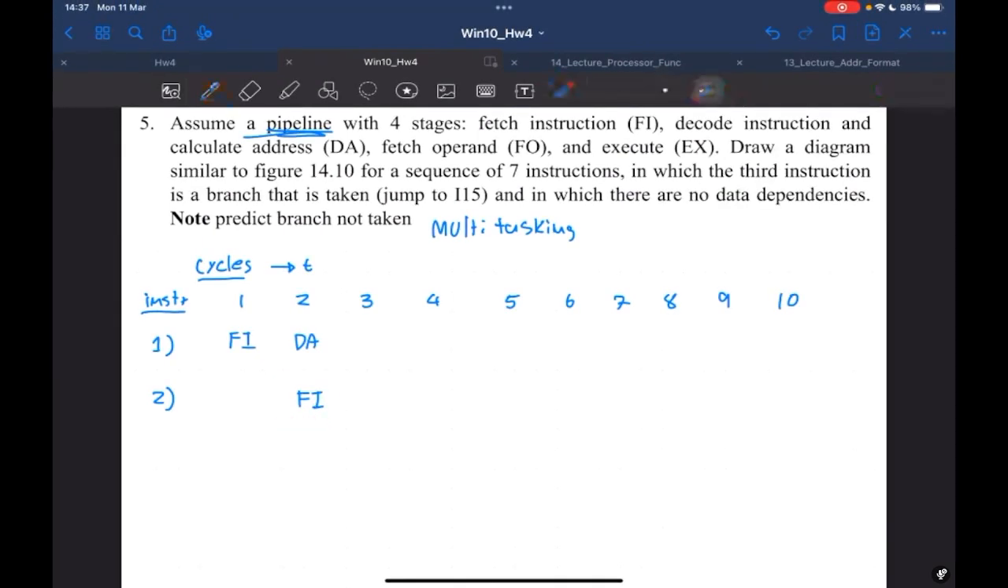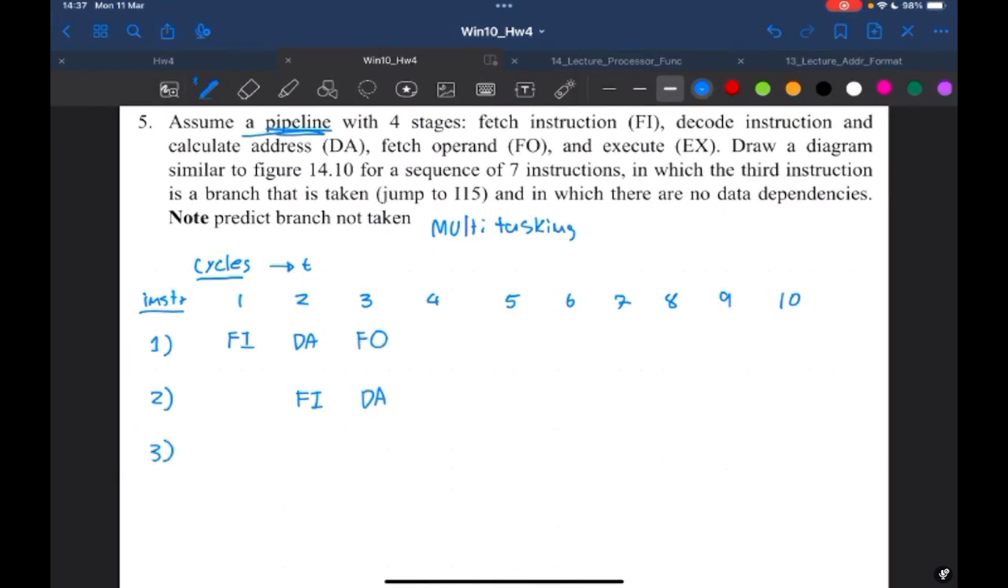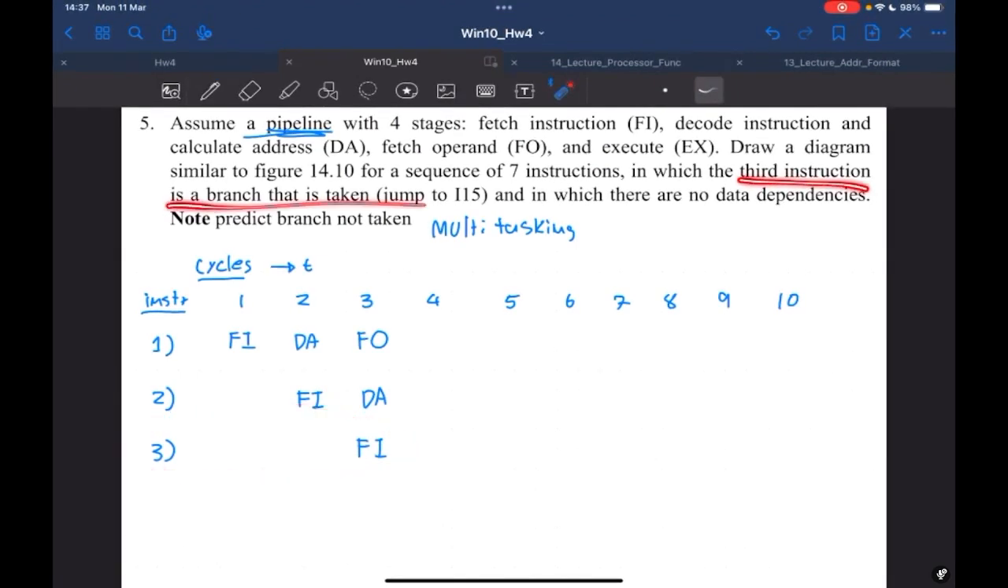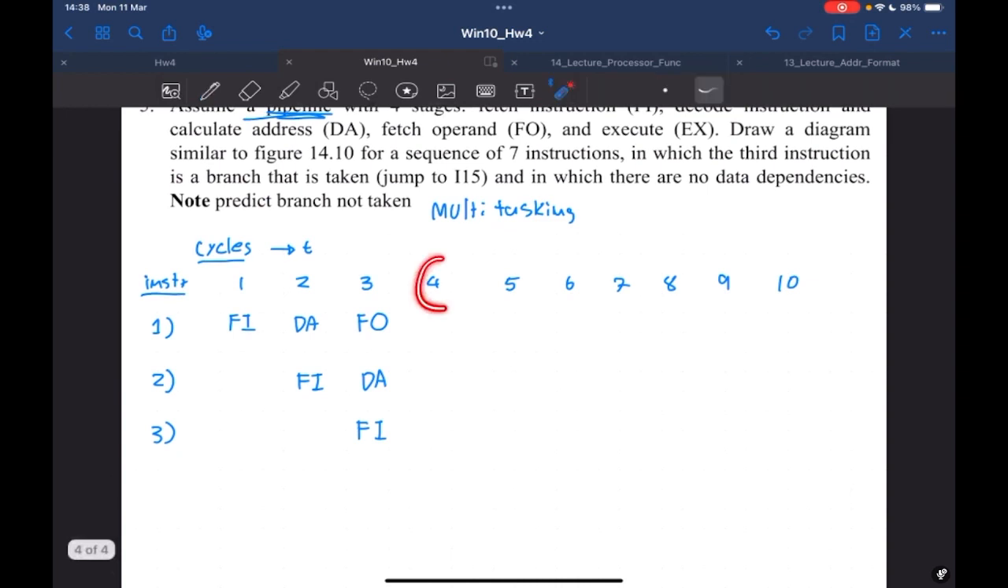Now keep in mind when we're working here, we have to watch out for a jump that happens at the third instruction, but we will get to it. So let's go on. Next instruction cycle, the third one: da goes to fo, fi becomes da, and then another instruction can come in and do fi right here. Now this is the third instruction, so pay attention to it. The third instruction would jump when ex is executed. So we see what happens. Fourth instruction cycle, fo becomes ex here, this one becomes fo, this one becomes da, and then the fourth one is fi right here.